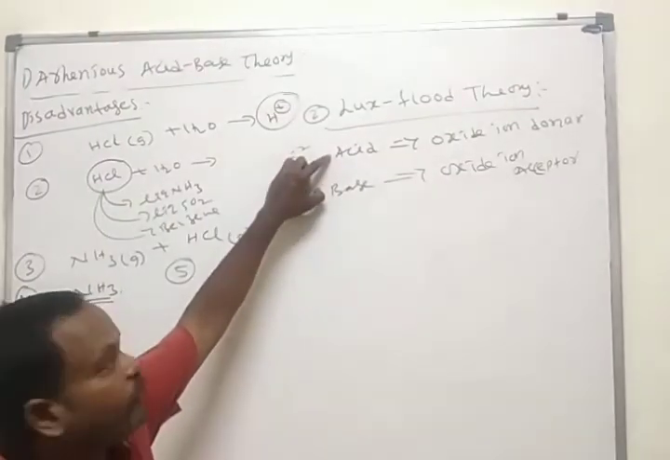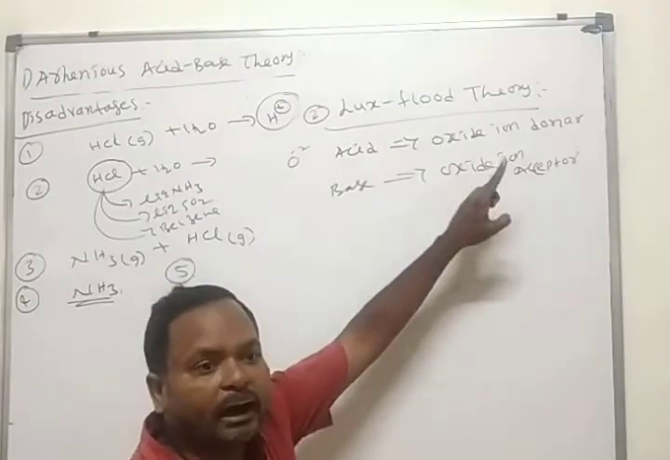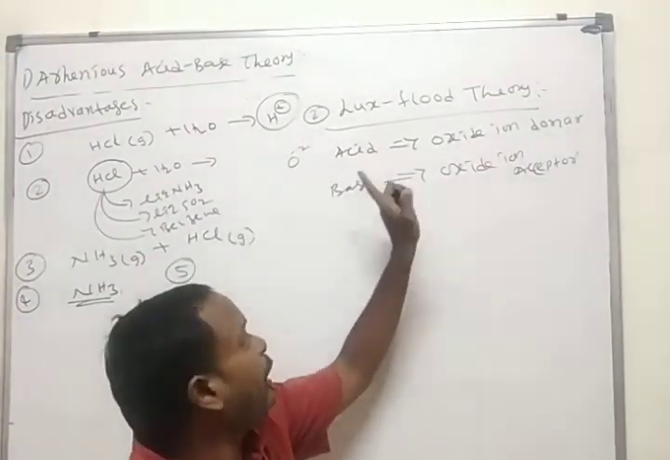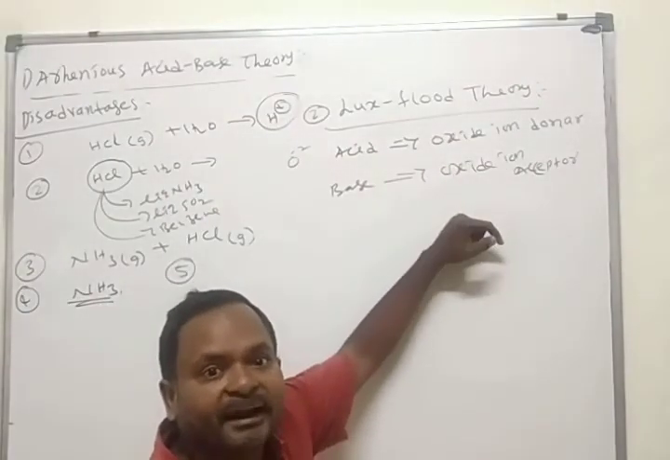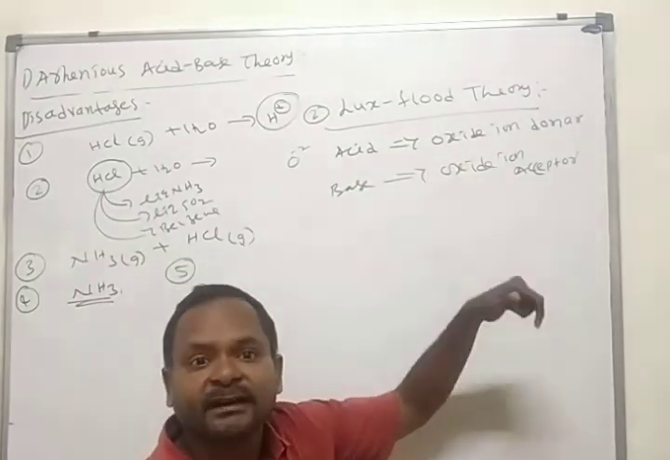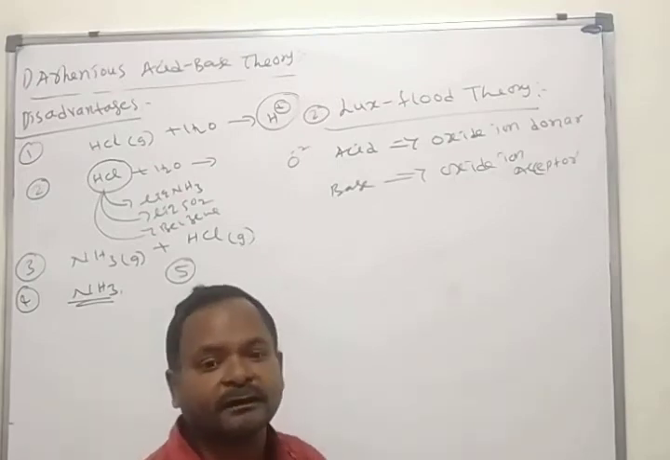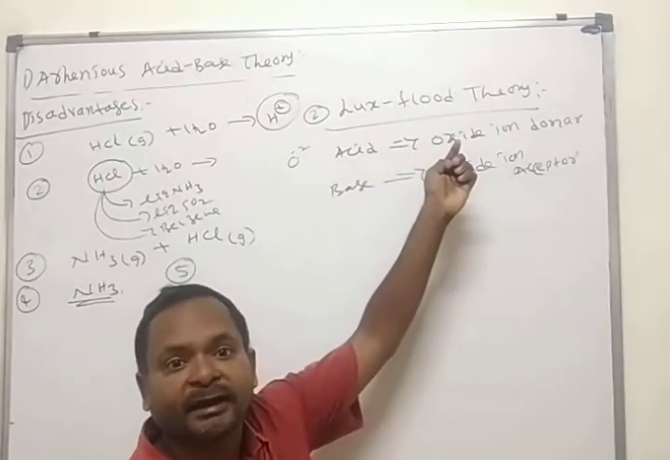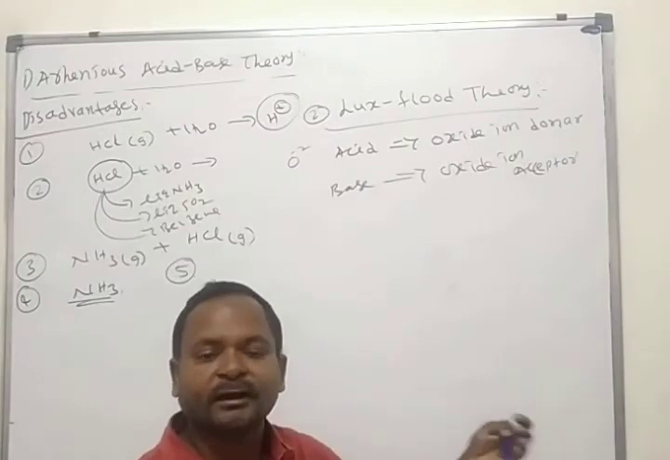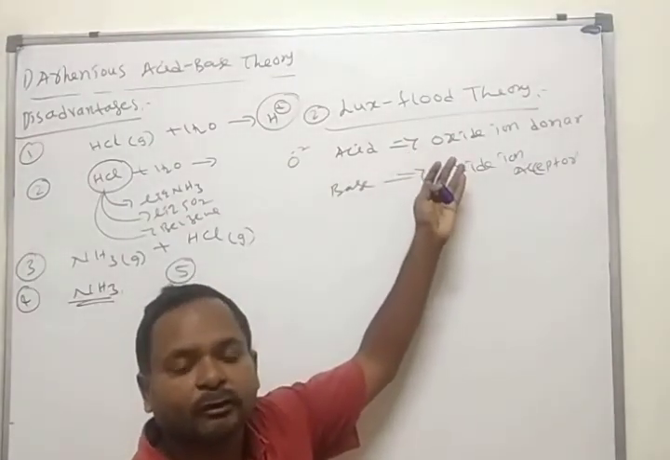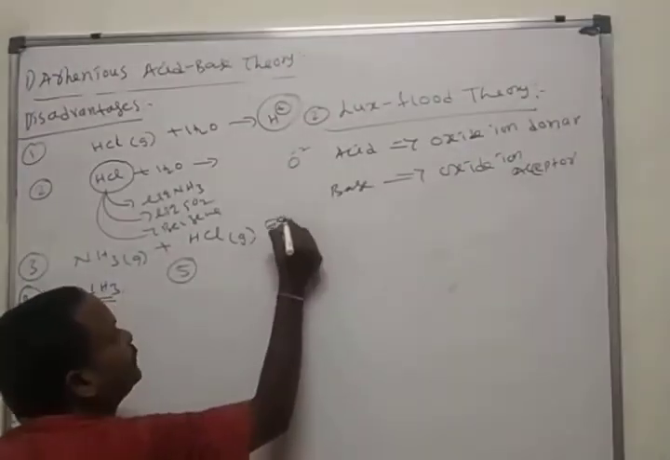Here, what is an acid? According to the Lux-Flood theory, oxide ion donor we call an acid, and oxide ion acceptor we call a base. This is applicable only for metallic oxides which release the O2- ion. If a metallic oxide never involves in a reaction, this theory is not applicable for those compounds. If the metal oxide is not involved in the reaction, this theory does not explain the acidic or basic nature of those particular molecules. Here I am taking some examples.